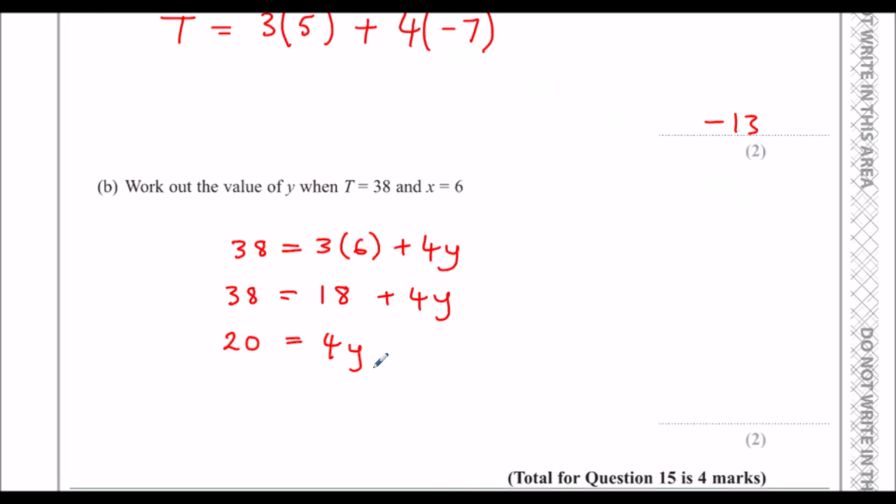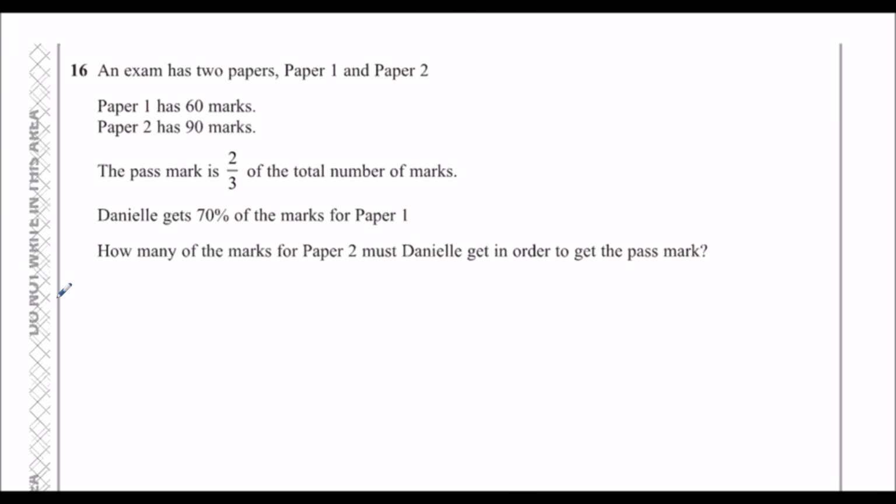Now I'm going to divide both sides by 4. So 4y divided by 4 is just y. 20 divided by 4 is 5. So y must be 5. 20 equals 4 times 5. So y equals 5.